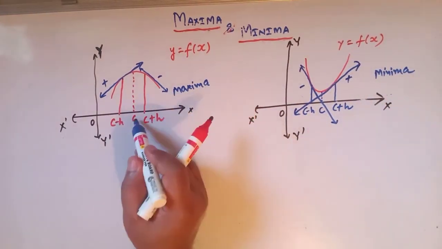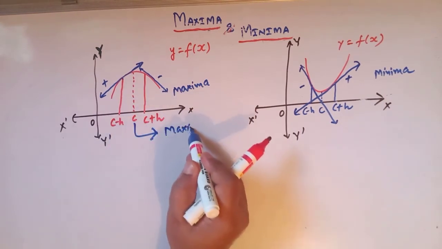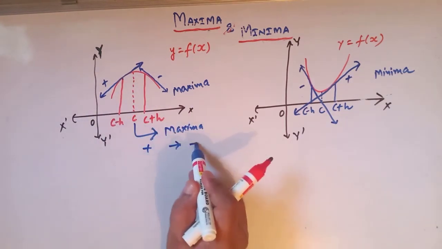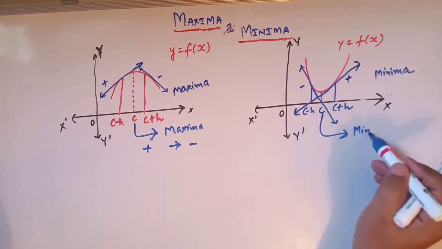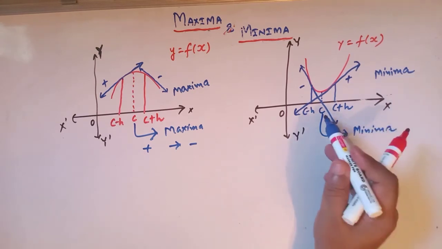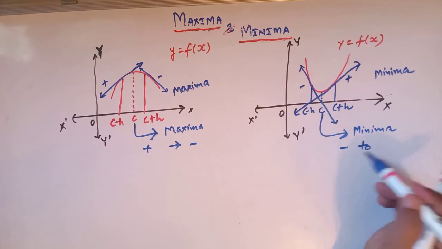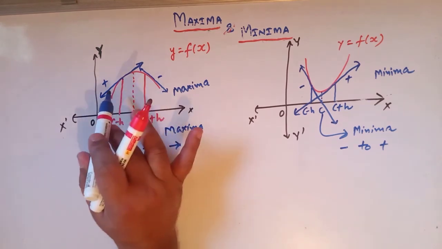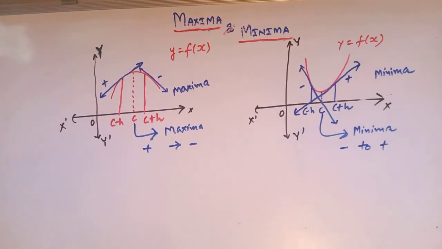So this point C is a point of maxima when the derivative changes sign from plus to minus, and this point C is a point of minima when the derivative changes sign from negative to positive. Okay, so this is the first derivative test. Now let us solve some problems.